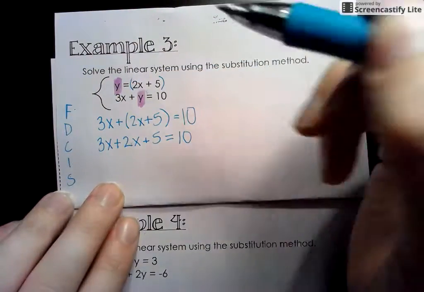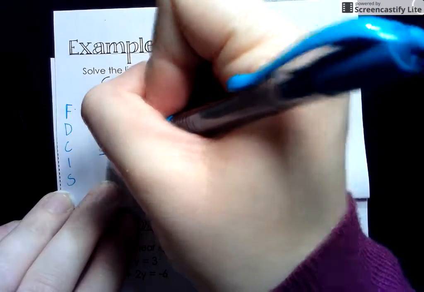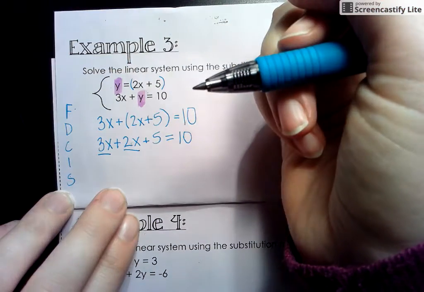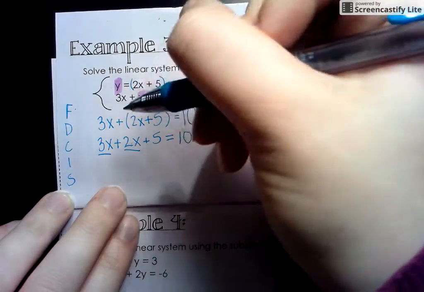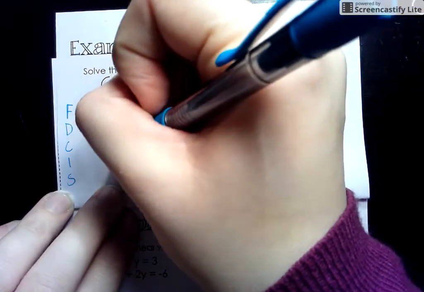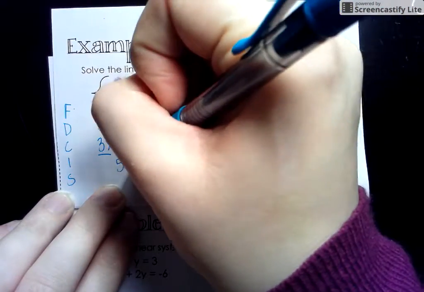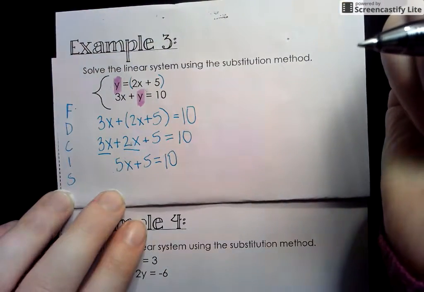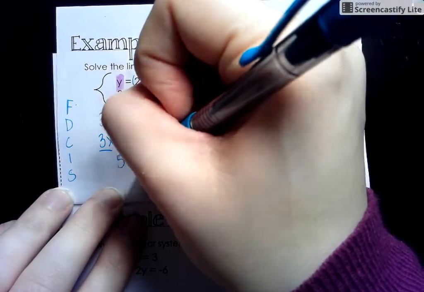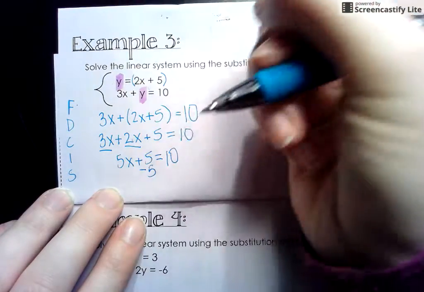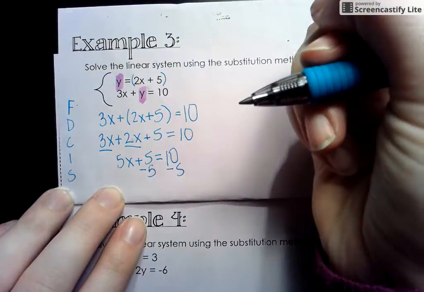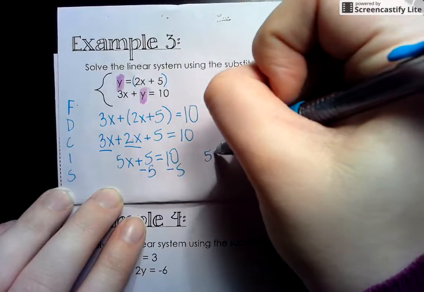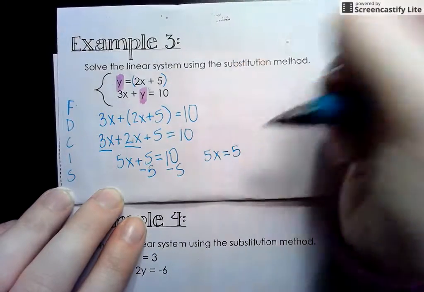So our next step is to combine. So I'm going to combine these because they are like terms. So I have 3x plus 2x, which is 5x, plus 5 is equal to 10. I'm now going to get x by itself, so I'm going to use the inverse. I'm going to subtract 5 from both sides. So I have 5x is equal to 5.